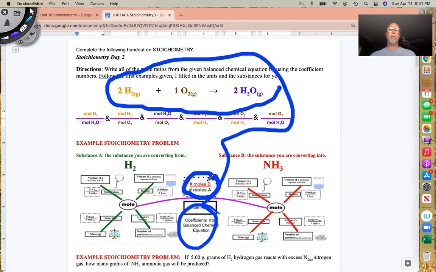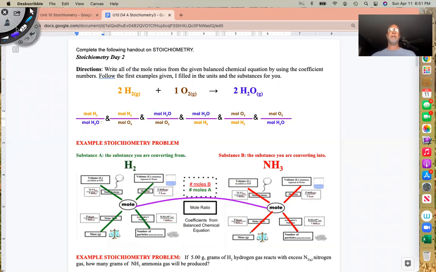It's going to be the number of moles of B, this would be B on this side, over the number of moles of A, that would be A on that side. Mr. Pepic, lots of lines. Let's just get to it. Fantastic. So let's take a look.